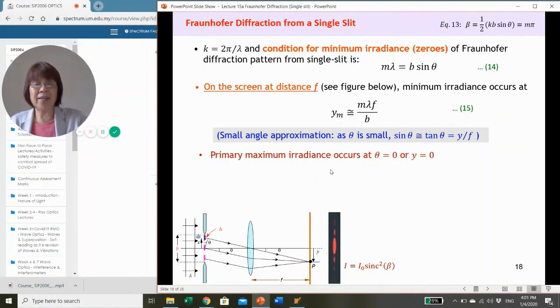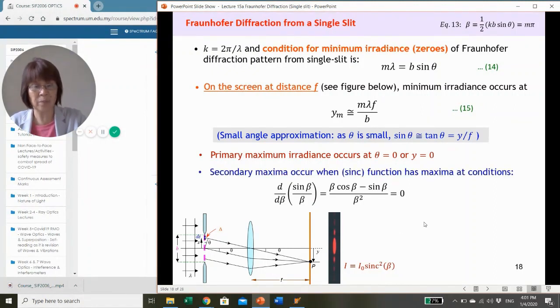Maximum irradiance, on the other hand, occurs at theta equals 0, or when y equals 0. That we know for sure. What about the other maxima, the secondary maxima? We call the central maximum the primary maximum. The secondary maxima are found by finding the maximum value of the sinc function, the irradiance function, which is proportional to the sinc function. So we differentiate with respect to beta and equate it to 0. Differentiating this expression, we have beta cosine beta minus sine beta, divided by beta squared, and that's equal to 0.